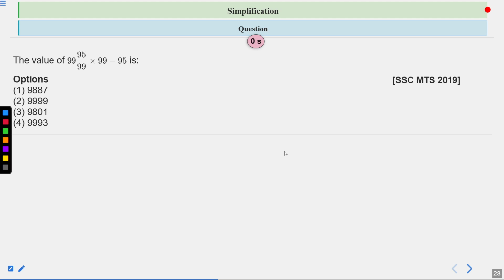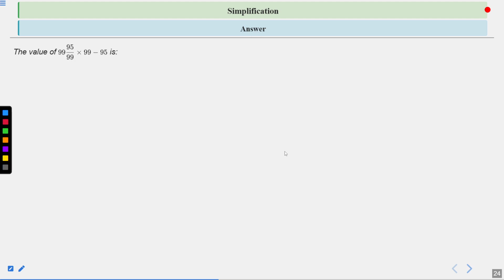Now time's up. Let's see the solution of this question. In this given expression, a mixed fraction is multiplied by 99 and then 95 is subtracted. We need to calculate the value. So just simplifying it, we get the value. The correct answer of this question is the third one, which is 9801.